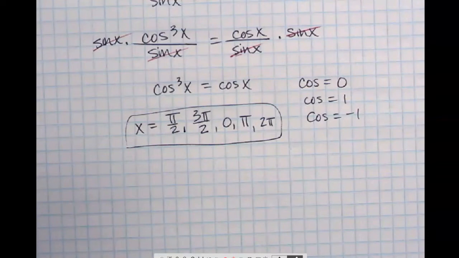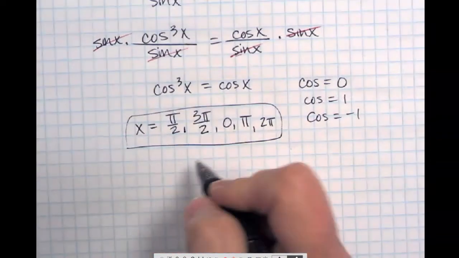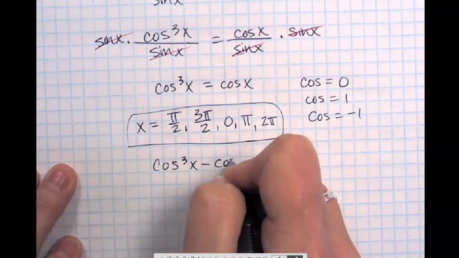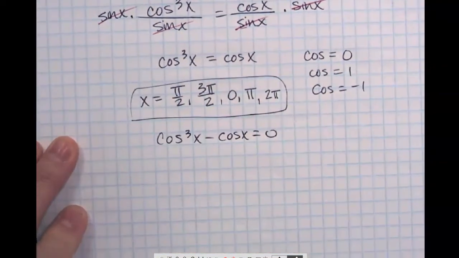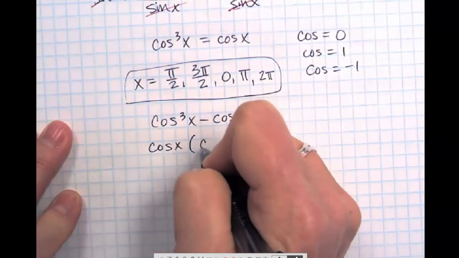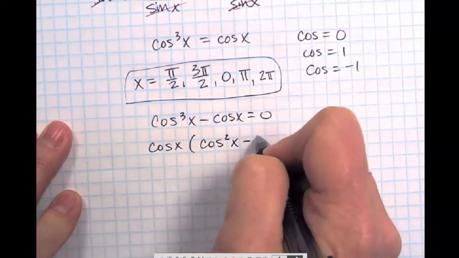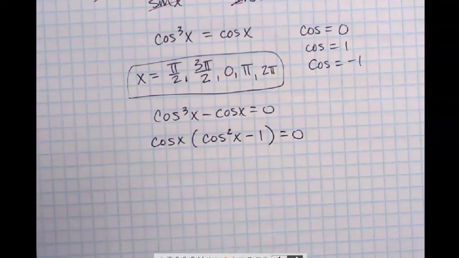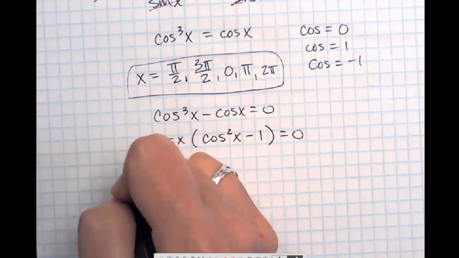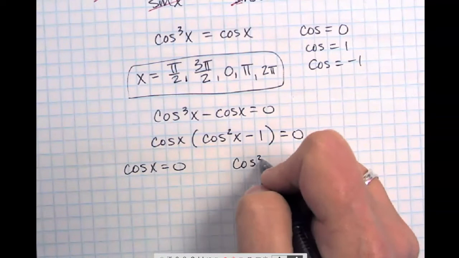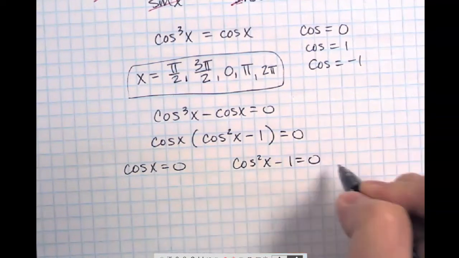Okay, so what if we didn't recognize that, or what if it was not a number that was just easy to figure out like that? What I would do is I would subtract cosine, and set it equal to 0 and factor out a cosine. Like that. And then I would just want to know, okay, where's cosine 0? Or, where's cosine squared x minus 1 equal to 0?